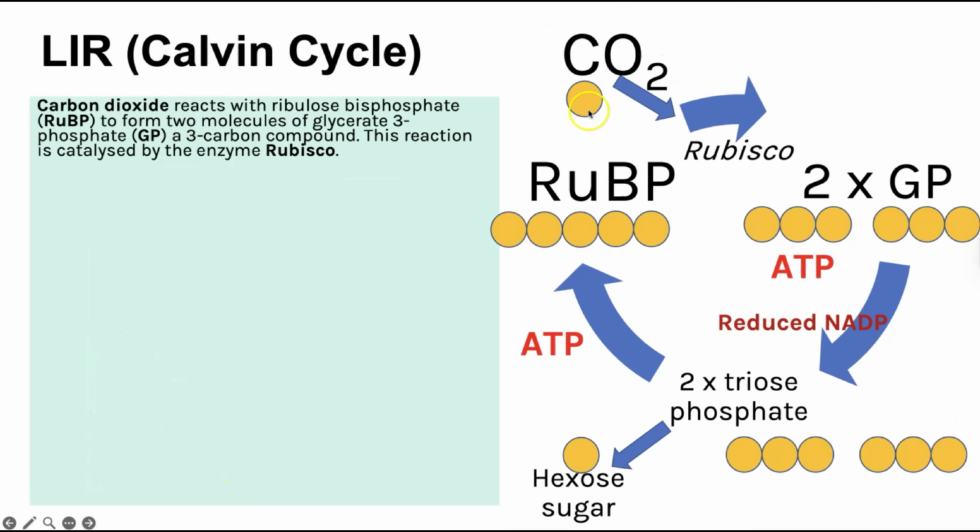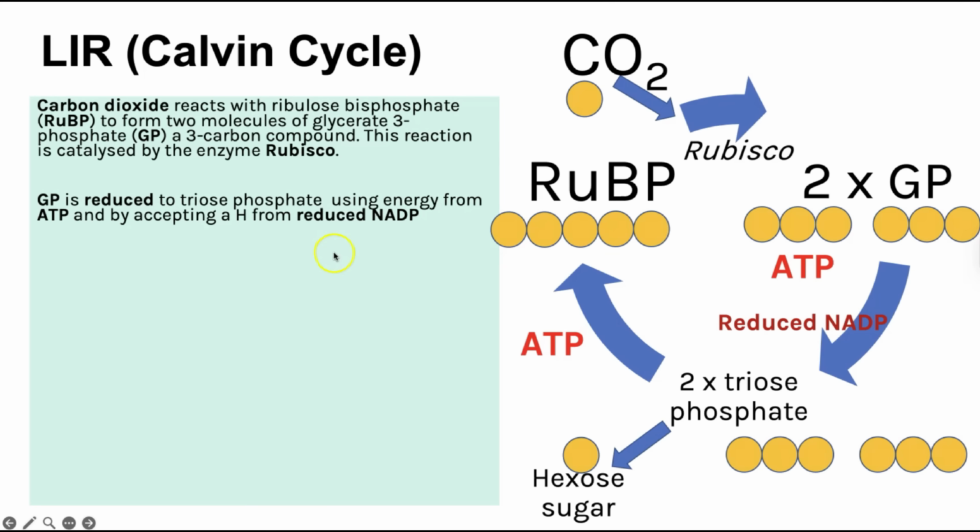Step one is carbon dioxide is going to enter the cycle, and it combines with RuBP, which is a 5-carbon compound. So a 5-carbon compound, RuBP, is going to combine with carbon dioxide, a 1-carbon compound, and that is catalyzed by Rubisco. So that adds up to 6 carbons, but that splits to make 2 3-carbon compounds known as GP. So all of that is step number 1.